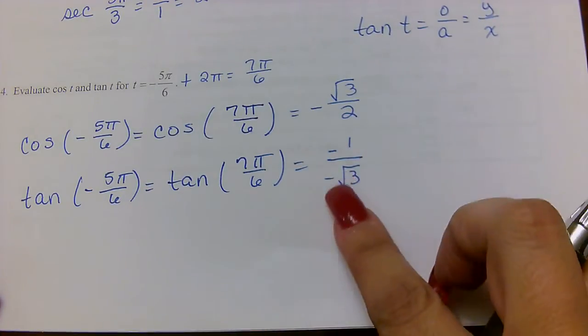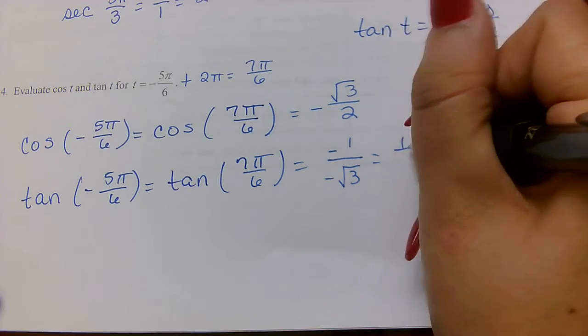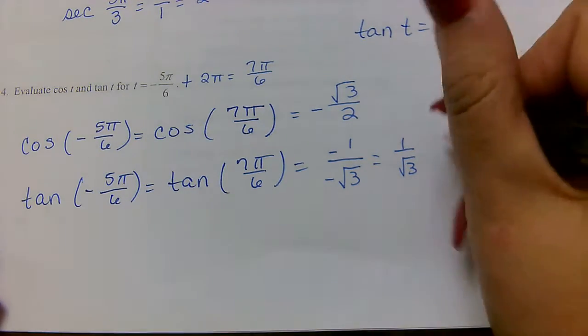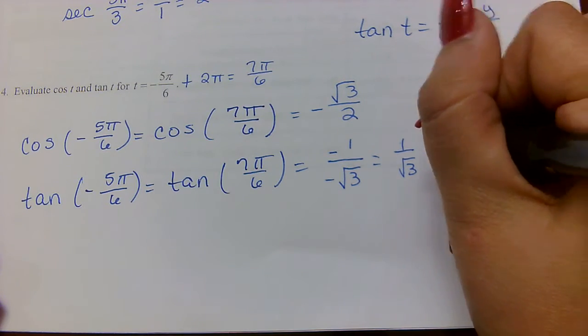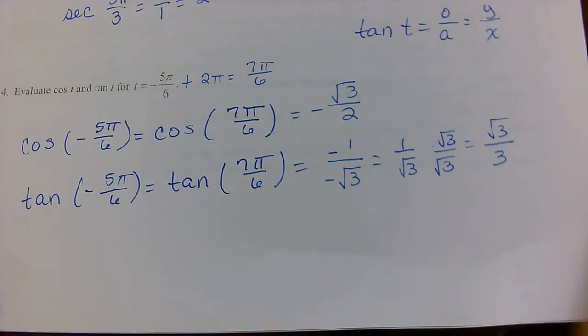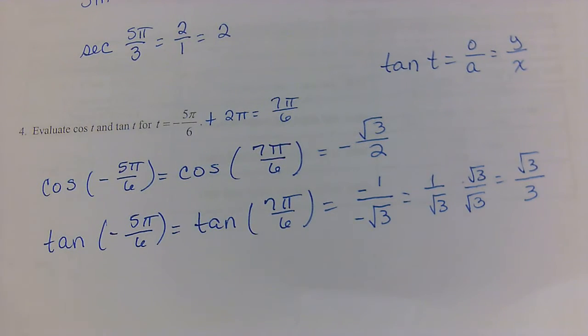Now, our two negatives will cancel, and you'll have positive 1 over the square root of 3, but we never keep it in this form. Go ahead and rationalize your denominator, and it's going to be the square root of 3 over 3. This will be the answer for this second part for tangent.